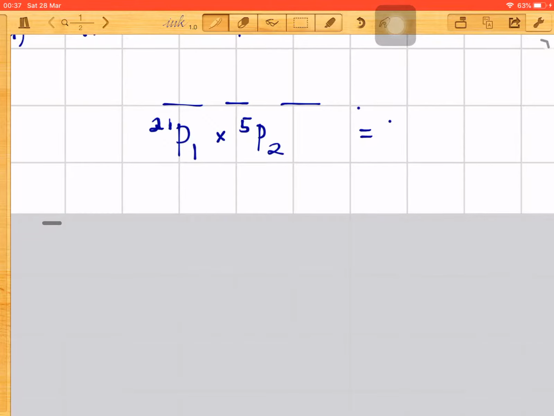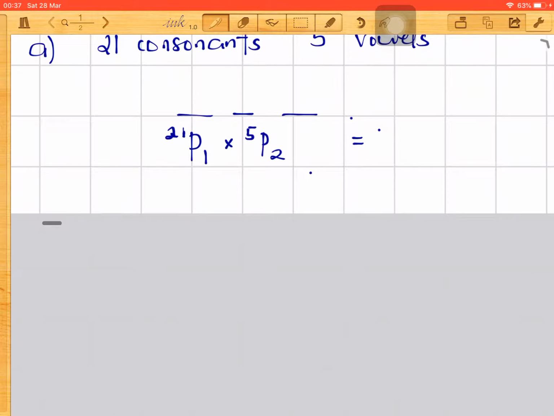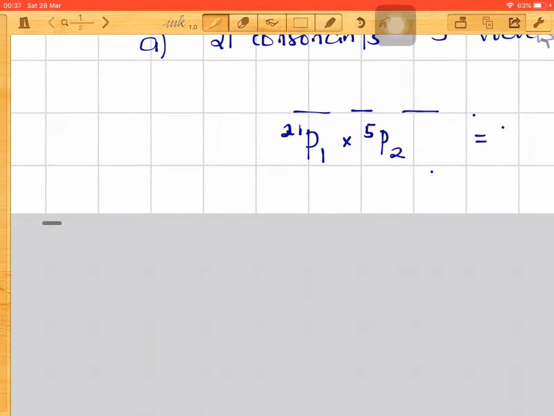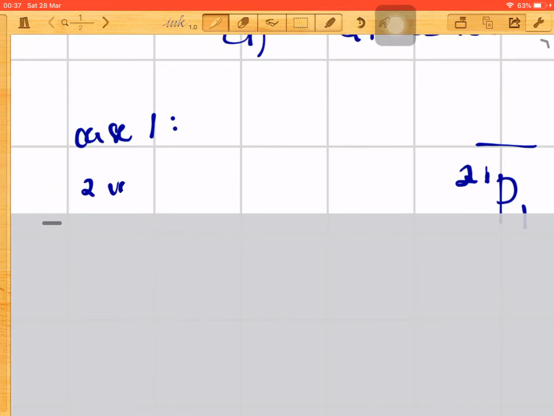This is correct, but you're actually missing something, because when you choose this case, you are only considering the case where the 2 vowels are not the same, but the question didn't say you cannot repeat the vowels. So you have to consider the case when the 2 vowels at the end are the same. This is actually just one of the cases. Let's call it case 1, where the 2 vowels are different.